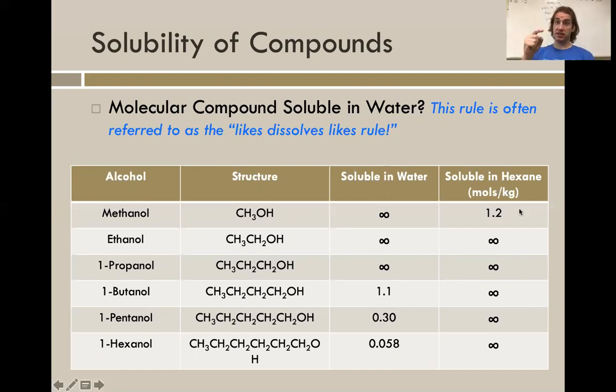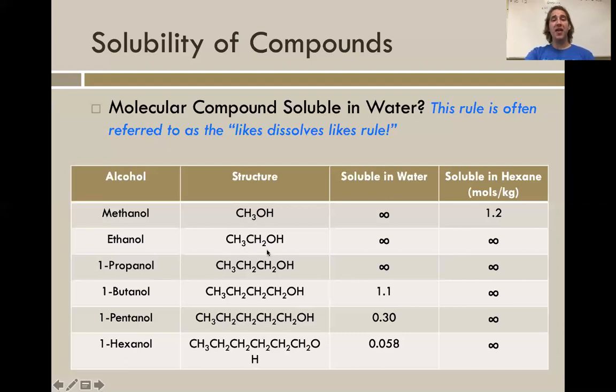But hexane would be C6H14, a straight chain alkane, non-polar in nature. The only intermolecular force would be LDF, or London dispersion forces. You'll notice that it does not dissolve particularly well, only 1.2 moles per kilogram of hexane. And you'll notice as we start to increase the length of the chain, our solubility actually changes.